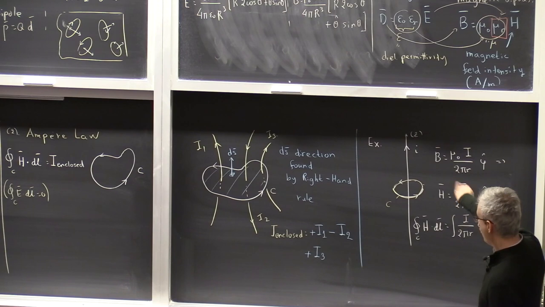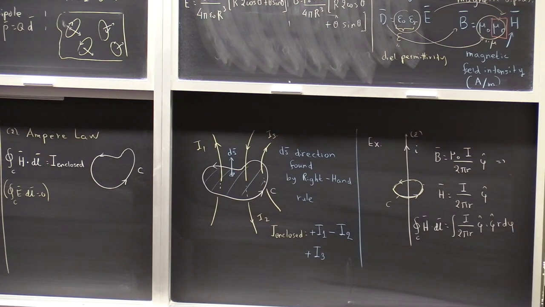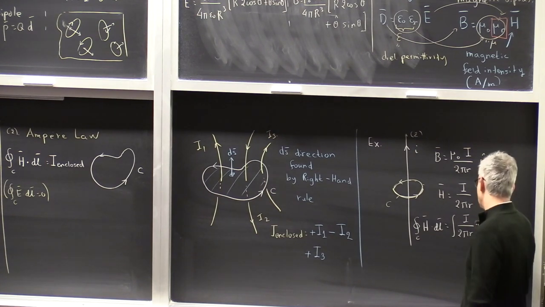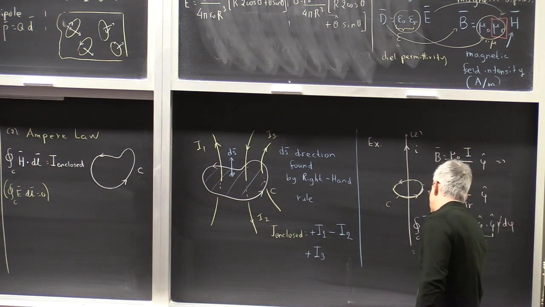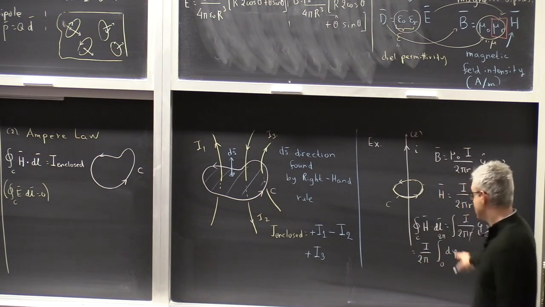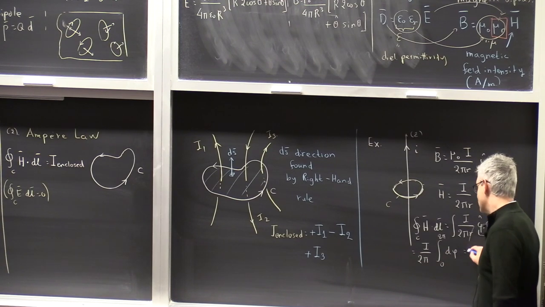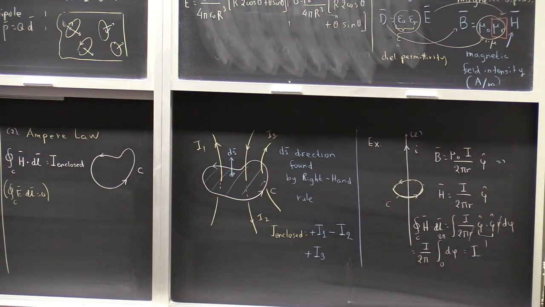The dl on the circle will be phi hat r d phi. Phi hat dot phi hat is equal to 1. The r and r here cancel out. So I have I over 2 pi times the integral of d phi from 0 to 2 pi. So the 2 pi with 2 pi cancels out, and the answer here is I. So that is Ampere's law.